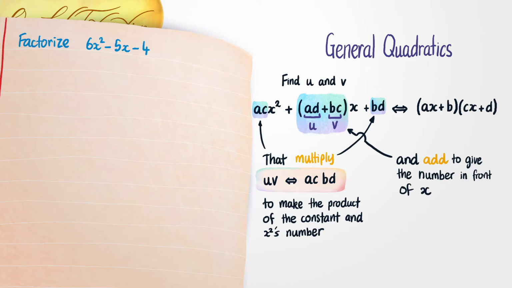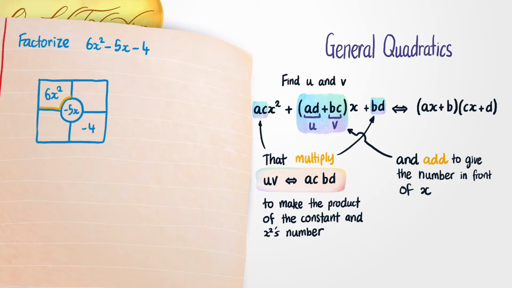Okay, so we want to factorize 6x squared minus 5x minus 4. I'm going to start by actually drawing a box to show you exactly what we're doing. So again, we know that this area over here is 6x squared, and this area over here is minus 4. But then the sum of these two areas is the same thing as minus 5x, which is why I've written it in the middle. So let's start by filling out the information we already know.